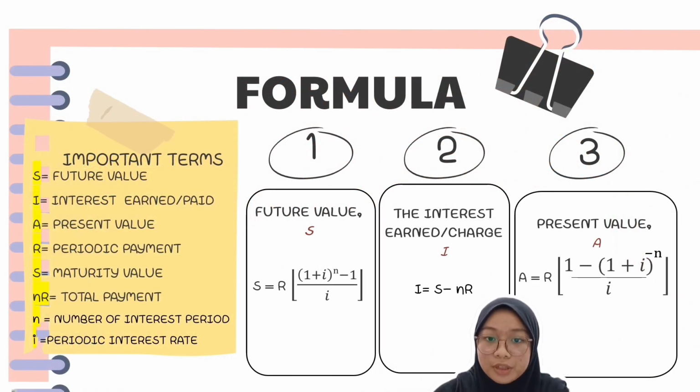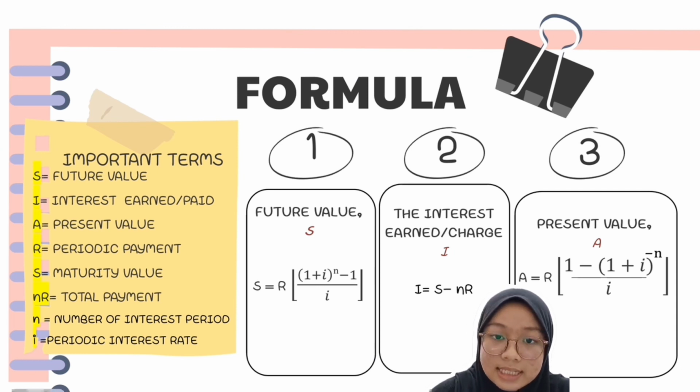So, what are the important formulas in this chapter? We have 3 important formulas in this chapter. First, future value, which is S. S equal to R in the bracket (1 plus i) to the power of n minus 1 over i. R stands for periodic payment, i stands for periodic interest rate, and n stands for number of interest periods.